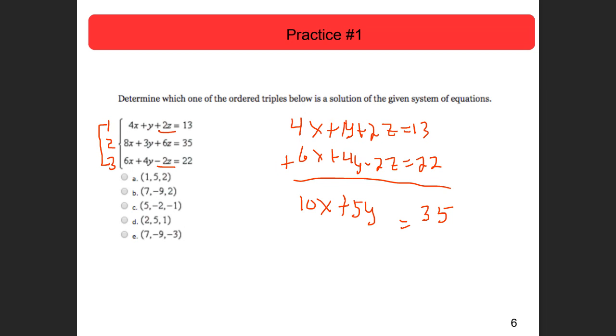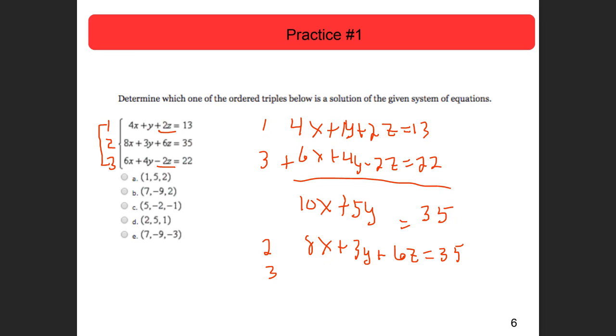Okay, so that was equations 1 and 3. Now, I have to get rid of the z in equation 2 because I haven't touched equation 2 yet. I can add that to equation 1 or equation 3. It does not make any difference. I'm going to add equations 2 and 3 together. Now, obviously, equation 2 is 8x plus 3y plus 6z is equal to 35. The z's are not going to cross off if I just add straight down. This has to become a negative 6z.